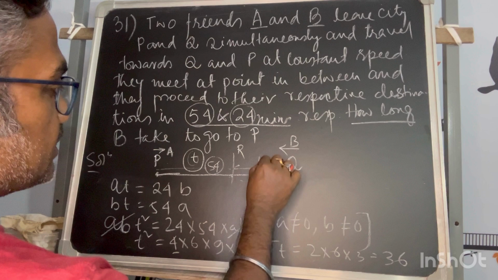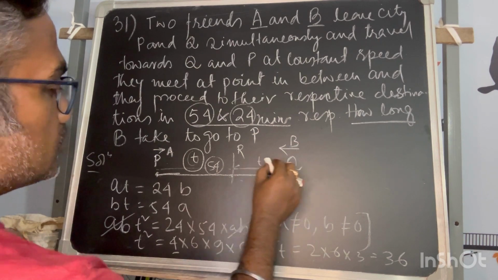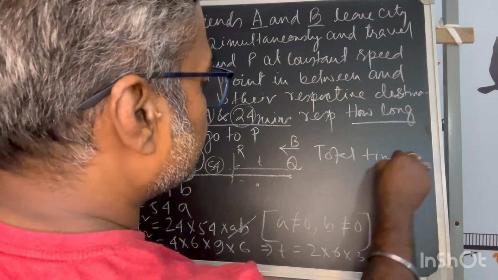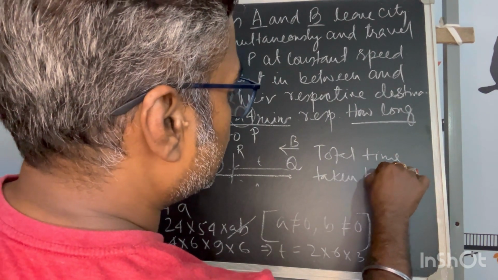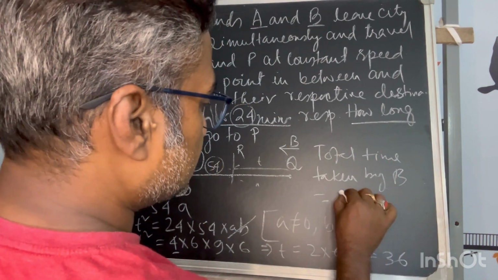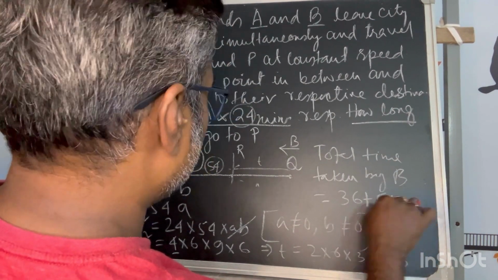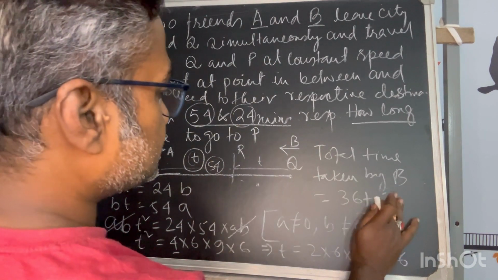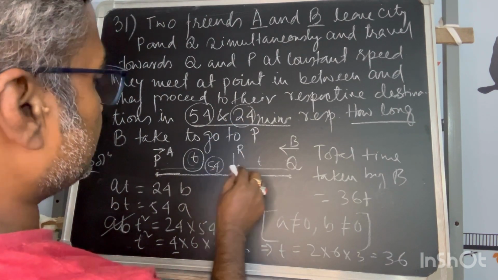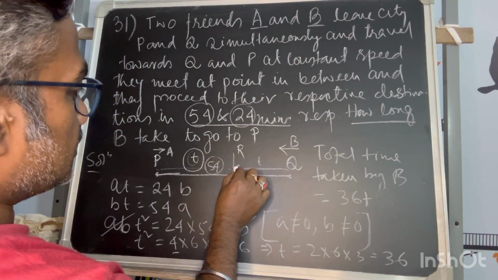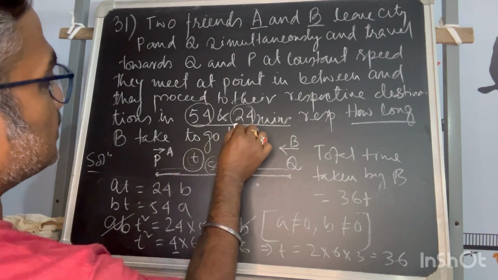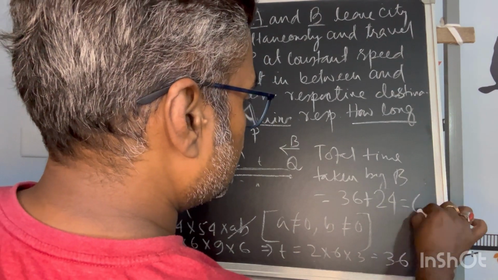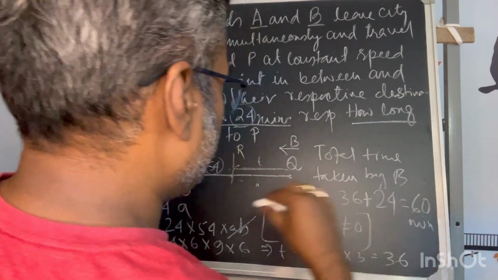So as T is taken by B to cover this distance, the total time taken by B is equal to how much? 36 plus 54, the time taken by A. So 36 plus 24, because B is covering this distance in T time, and the rest of the time is 24. So I have to add 24, not 54. So together this will give you 60 minutes. So this will be your answer.